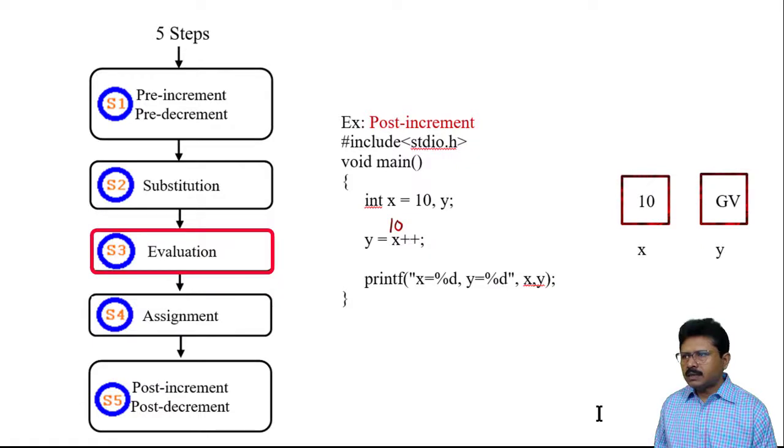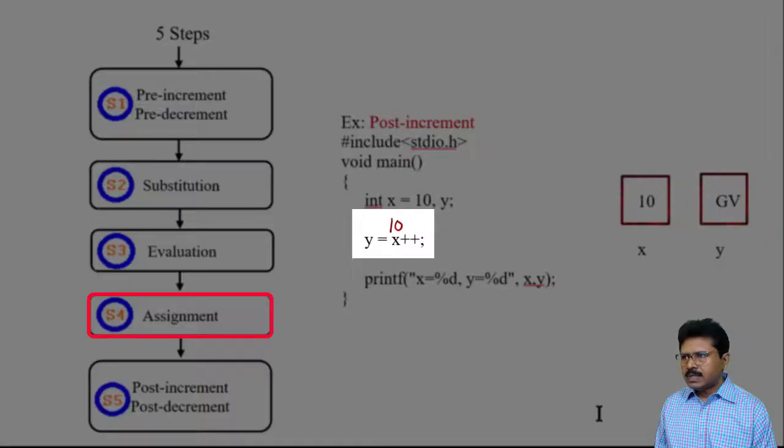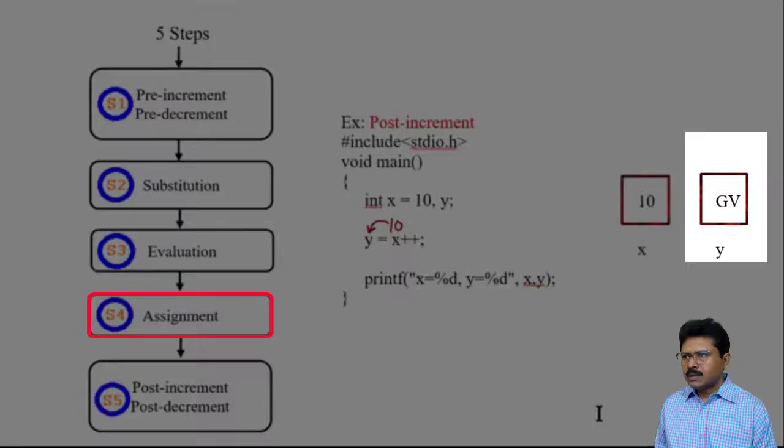Next, evaluation. No evaluation is here. Next, assignment. This 10 will be assigned to y. So what is the value of y now? The value of y is 10.